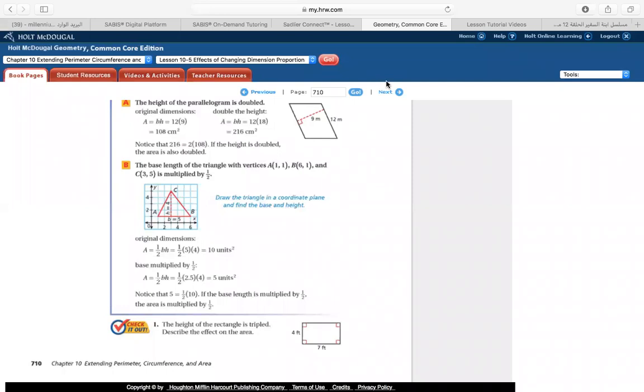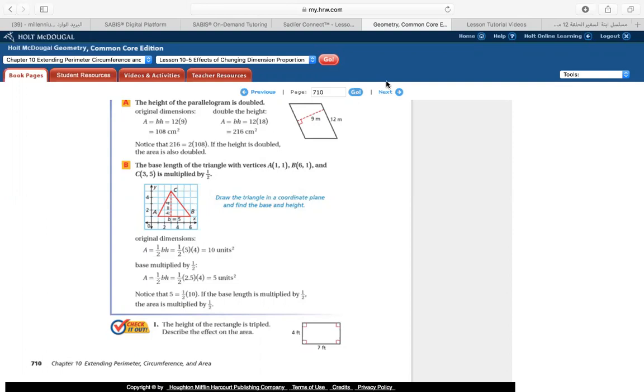Okay, girls, let's answer example 1 on page 710. The height of the rectangle is tripled. Describe the effect on the area. Tripled means multiply by 3. I want to know what happened to the area. So first of all, I have to know the area of the original one. The original area of the rectangle is BH, base multiplied by height. 4 multiplied by 7 is 28.